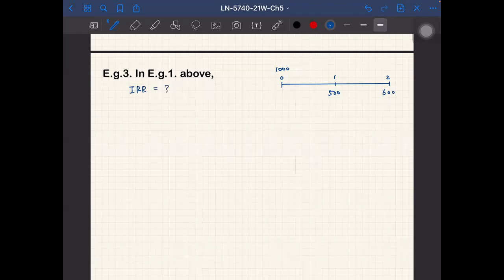At first we have to calculate NPV. This is a function of i. So P(i) is equal to NPV, which is 1,000 minus 500 times 1 over 1 plus i minus 600 times 1 over (1 plus i) squared. We have to equate this to 0. So what is the implied interest rate?